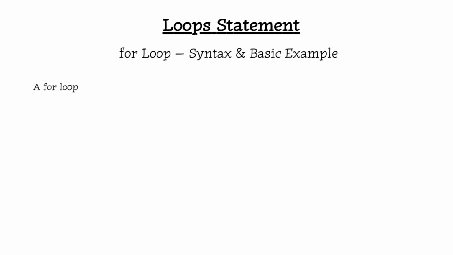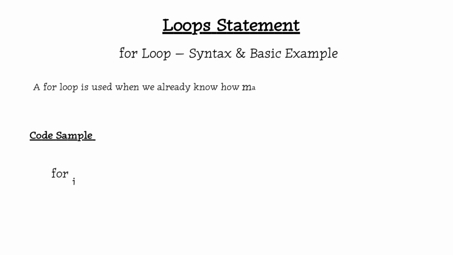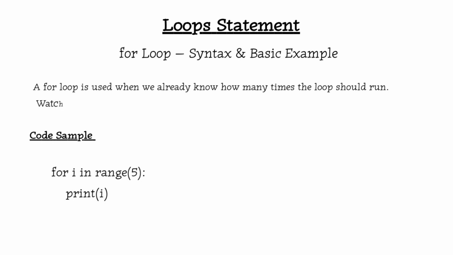Let's talk about the first loop statement, that is the for loop statement. A for loop is used when we already know how many times we have to loop something in the code. For this, I have shown a small code snippet here: for i in range(5), and I am using the print function to print the i values in the nested block. Let me try to explain what I'm performing here.